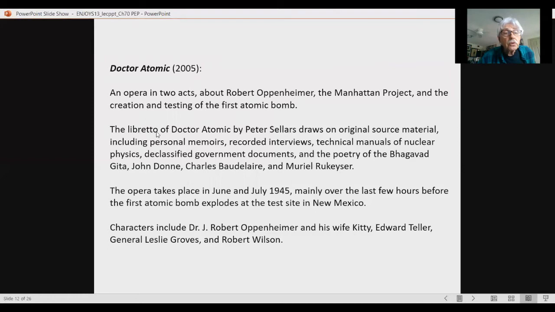The libretto, the storyline of Dr. Atomic, was written by Peter Sellers, and it draws on original source material, and he did interviews and gathered actual information to include in the opera. The opera takes place in June and July 1945, mainly over the last few hours before the first atomic bomb explodes at the test site in New Mexico. Do you know where that is?